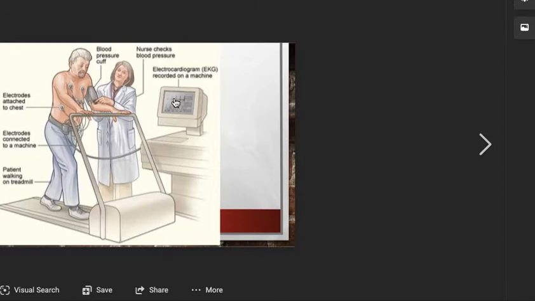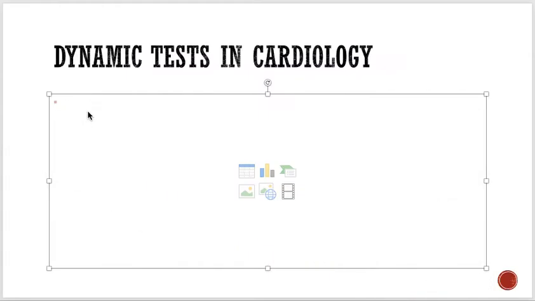For example, maybe he will be having ST segment depression or elevation. Okay, so this is one of the things. Of course, nowadays there are a lot of dynamic tests available, but what we can do if someone cannot do exercise? Okay, if someone cannot do exercise, one of the things is the exercise tolerance test, right? Okay, which I'll show you.